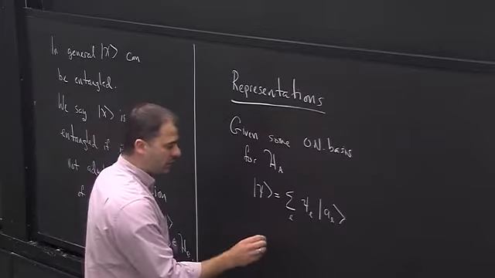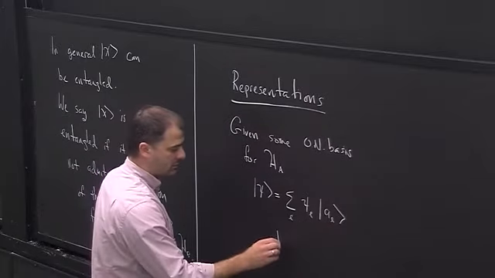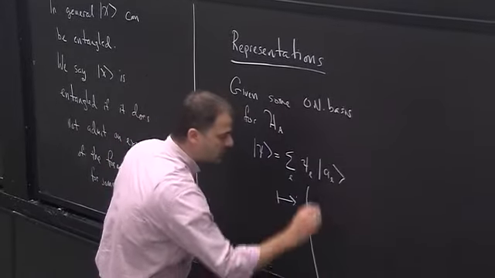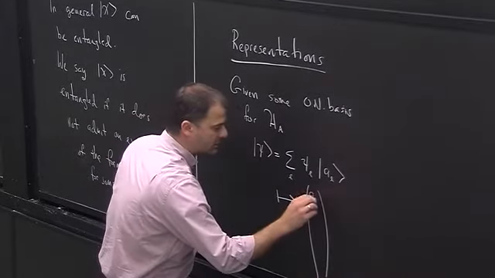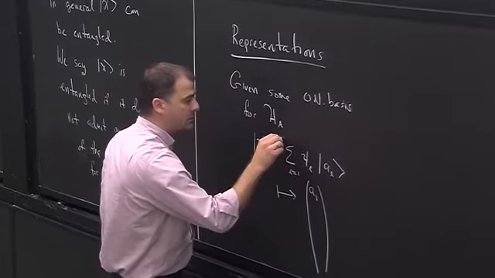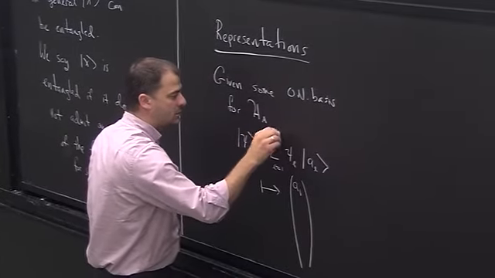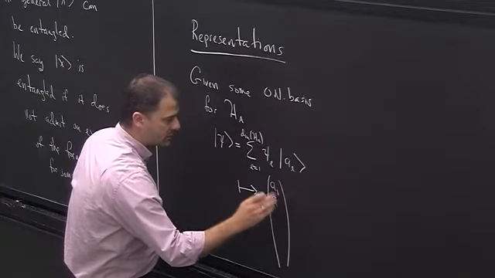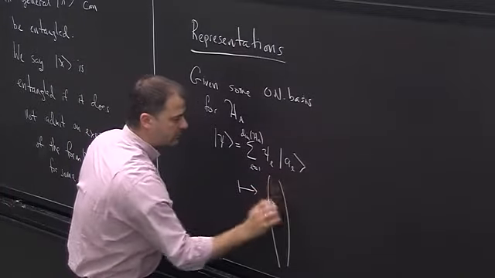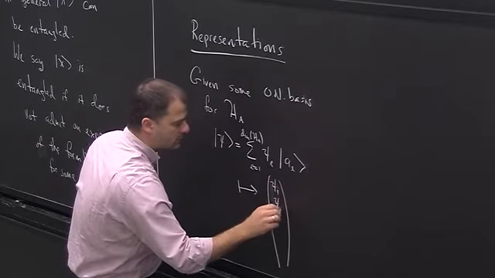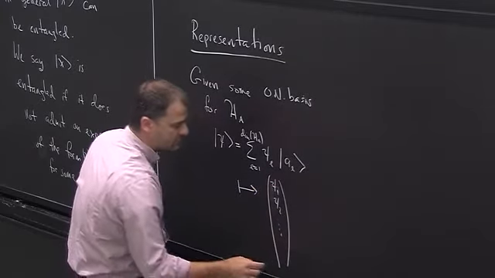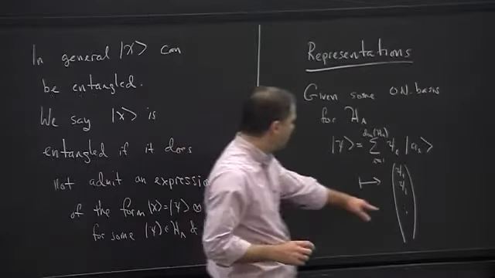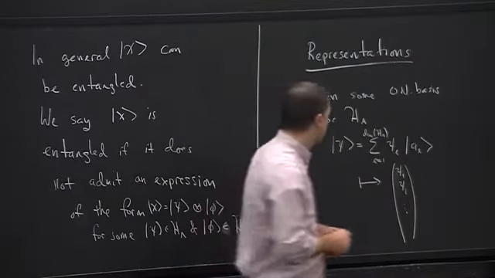And then we have a representation of this as a column vector with components, so L starts at 1 and goes up to the dimension of H_A. And then I just write down my coefficients: psi_1, psi_2, all the way down to the dimension of H_A. So that's a representation, and it's a basis-dependent concept.